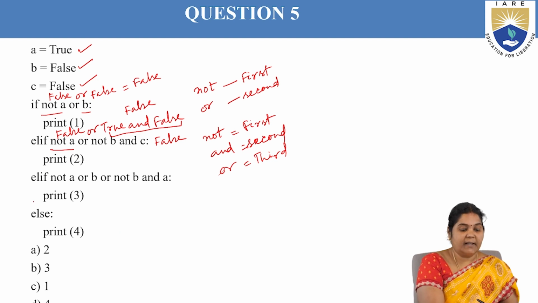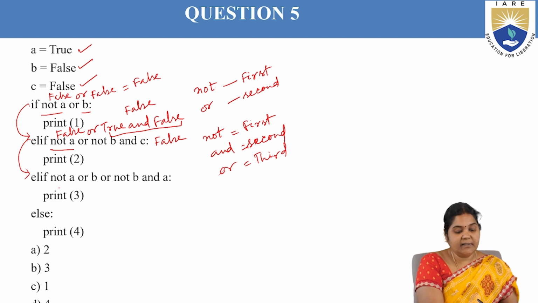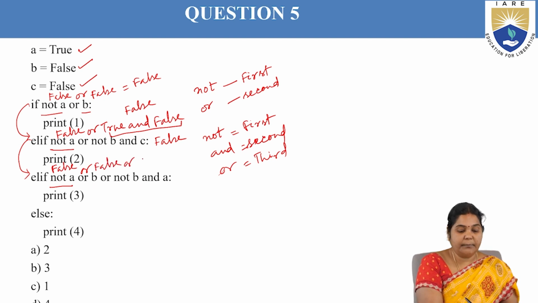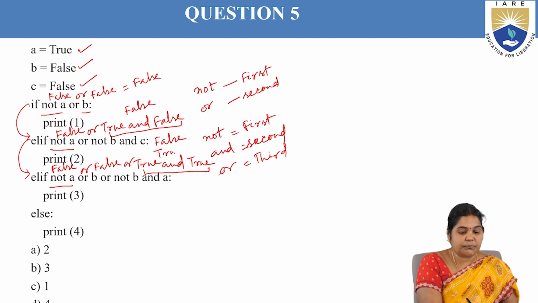Now coming to the next. We have come to this elif condition. In this elif condition, again, not of A is false, or B is false, or not of B is true and A is true. First we have executed the NOT gates and written like this. Then only AND and OR are left, so we will start with the AND gate. True and true becomes true.